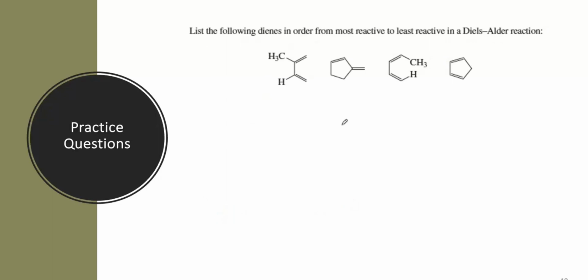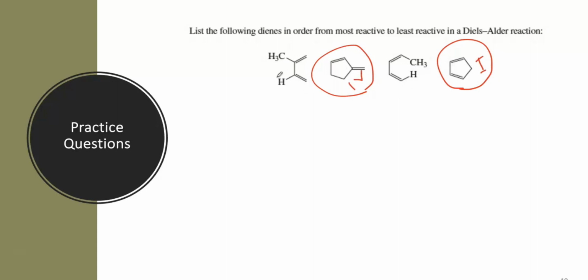Now coming to the second question. List the following dienes in order from most reactive to least reactive in the Diels Alder reaction. We can see that this is permanently in the s-cis conformation, so it will be more reactive towards the Diels Alder reaction, and this one is permanently locked in the s-trans conformation, so it is least reactive towards the Diels Alder reaction. So it will come first and this will come last.